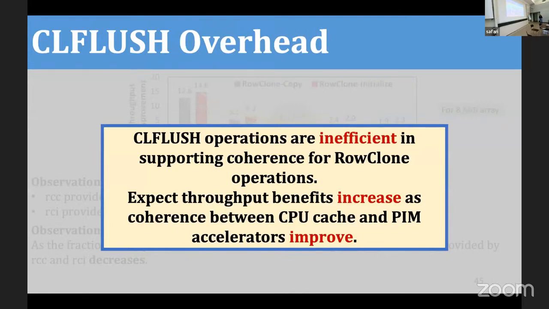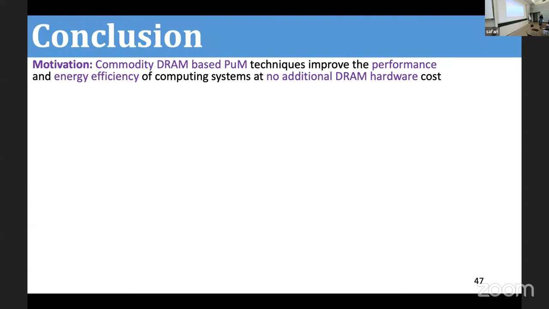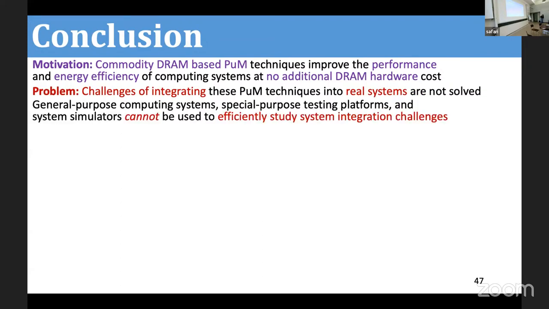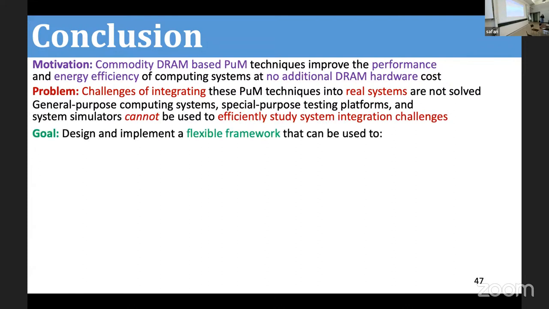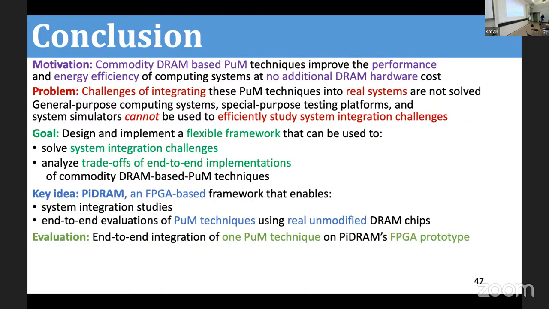CLFLUSH operations are inefficient for supporting coherence for RowClone, and we expect that the throughput will increase as the coherence between the CPU cache and the memory acceleration improves. Let's do the conclusion. Basically, the motivation was that commodity DRAM-based bulk techniques improve performance and energy efficiency with no additional DRAM hardware costs. This one we showed. The challenges of integrating these bulk techniques into a real system are not solved. And we want to design and implement a flexible framework, and basically we did it with PiDRAM.